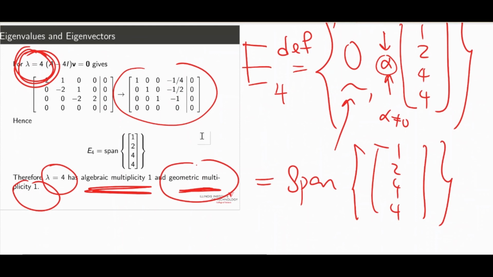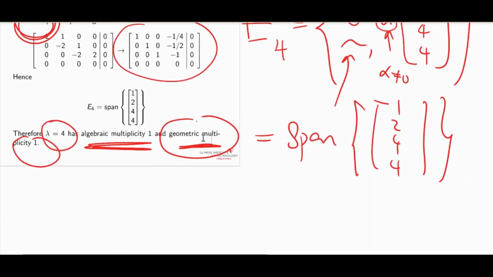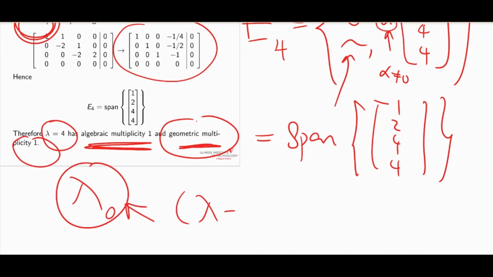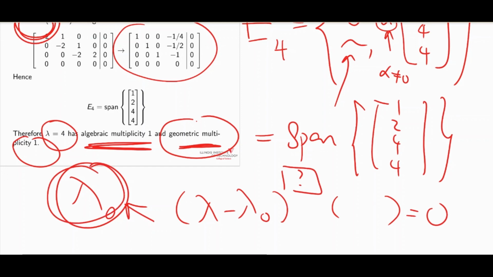Now, you don't really know why we are computing this. You will see how we need it in the future, but right now you don't really need to know why. The key thing is you need to know how to compute the algebraic multiplicity of an eigenvalue. That is the number of times this factor appears in the characteristic equation. And for geometric multiplicity, you will have to actually compute the eigenspace.